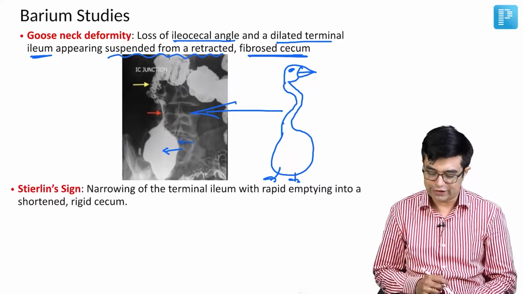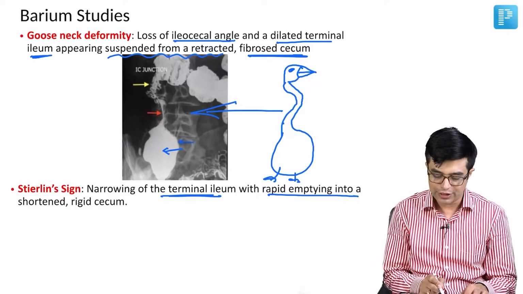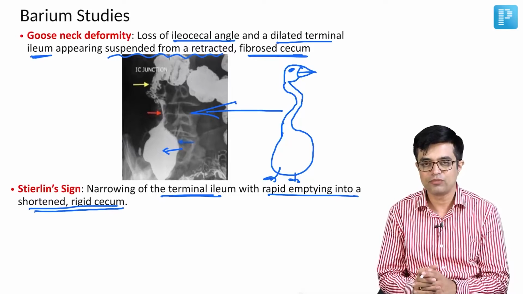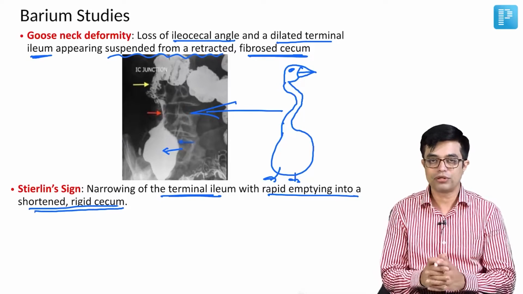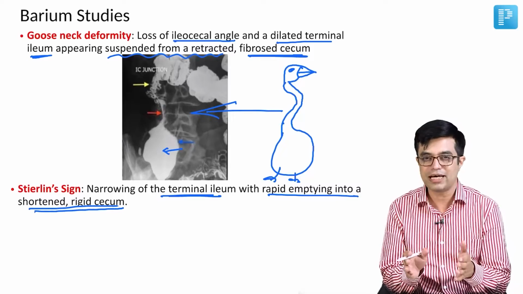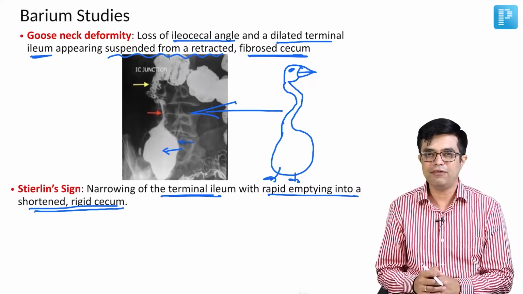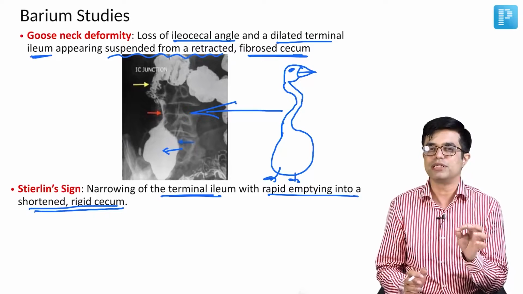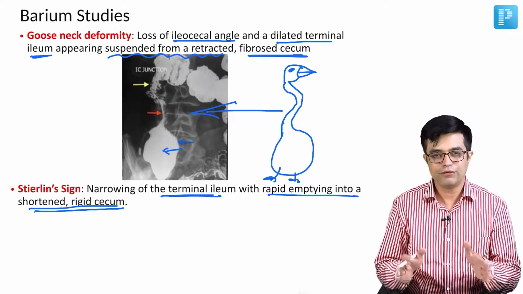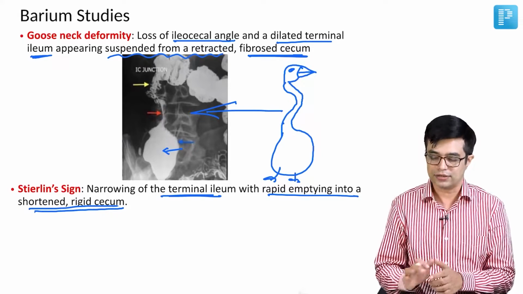And finally, we have Sterling sign, where there is narrowing of the terminal ileum with rapid emptying into a shortened rigid cecum. So these are some of the named signs that you must remember. At least the names are important. If they give you a photograph in the exam, be assured that it will be such a classic picture that if you have read it at least once, you will be able to identify it. Eyes see what the mind knows. If you know the description, if you know the names, you can easily identify and reach the correct answer.